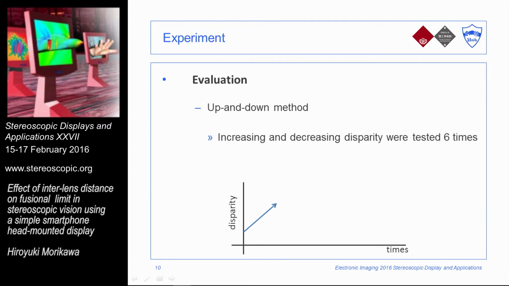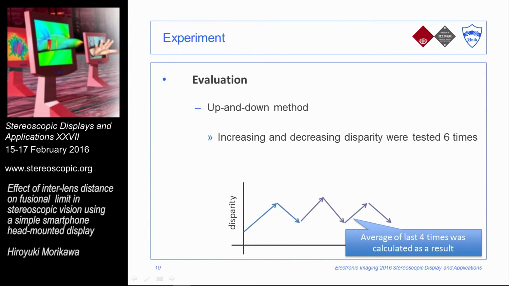They first viewed the stimulus with increasing disparity. Upon indicating that the images were fused, the disparity was then decreased until they indicated that the image was no longer fused. The disparity was increased and decreased alternately 6 times. And the average of the reported disparity in the last 4 trials was calculated as a result. The far and near fusional limits were measured independently.